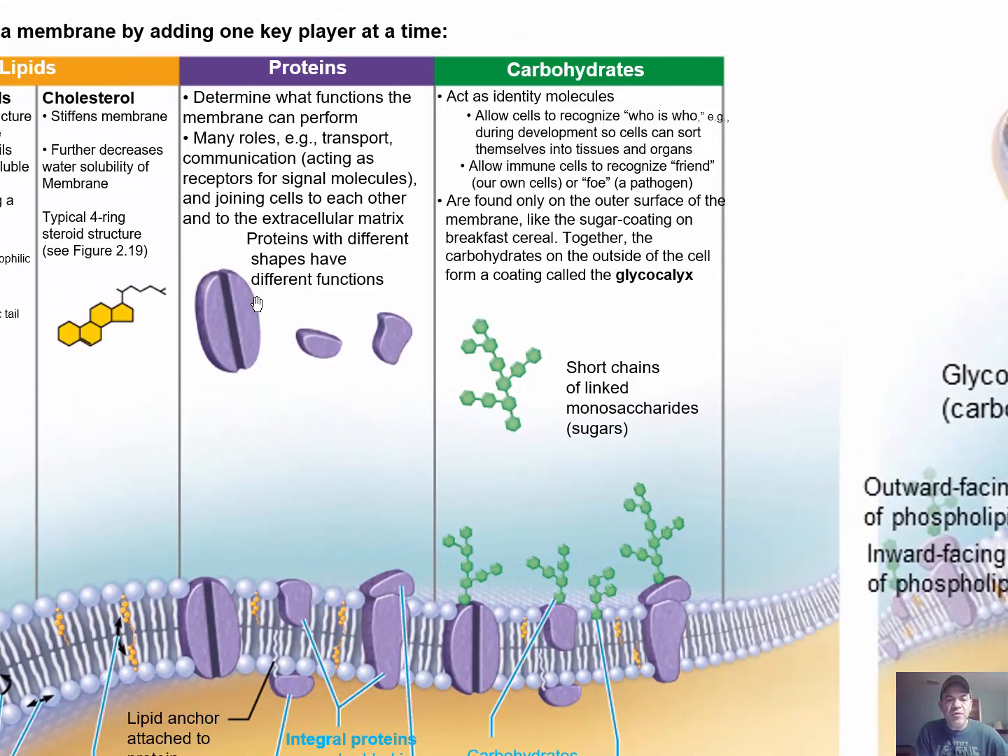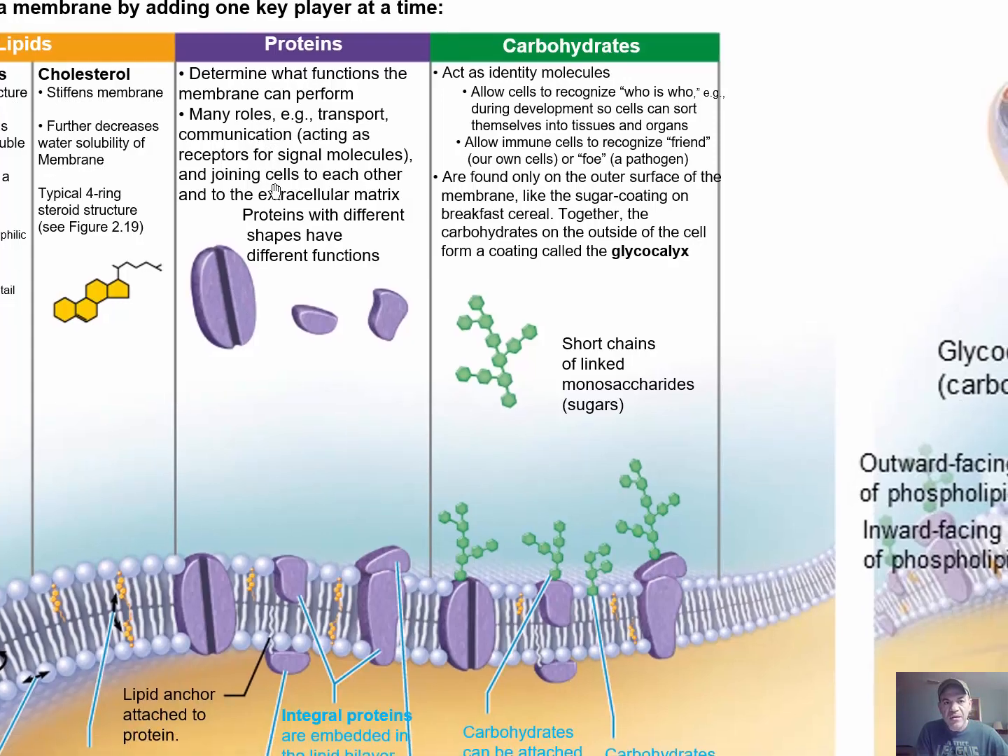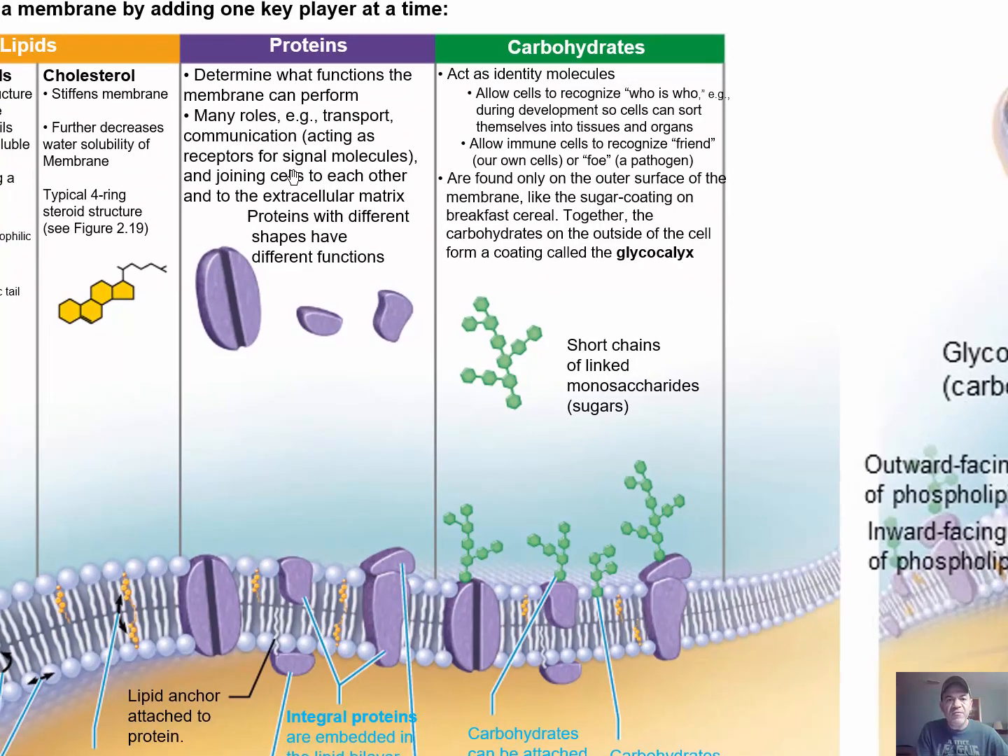And then we have proteins. Those are the purple structures in our model drawing below. And they help determine what functions the membrane can perform. There are many roles. For example, proteins involved in transporting things across the membrane, communication, where they act as receptors for things like hormones, the signal molecules, and joining cells to each other and to the extracellular matrix. And then we see that proteins are going to have different shapes, and remember, the structure determines the function, so the shape of these proteins is important.